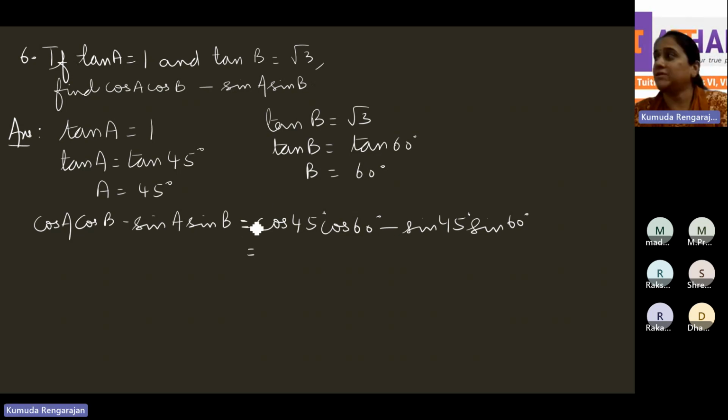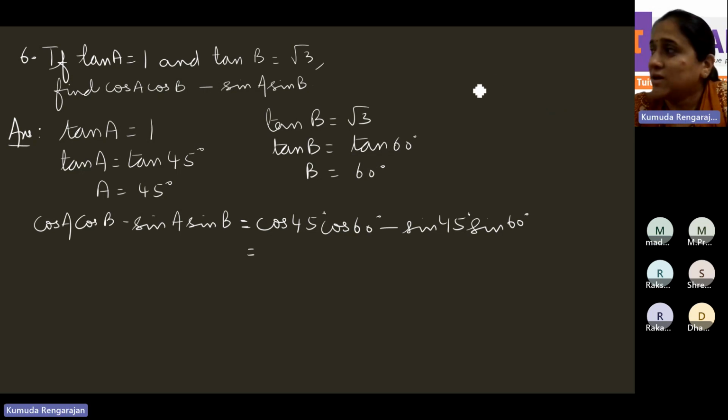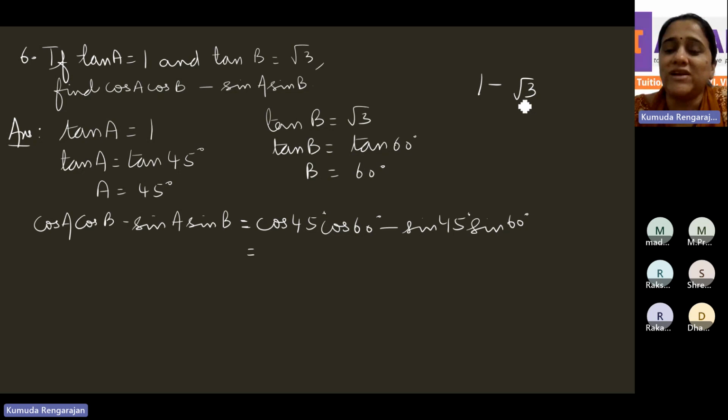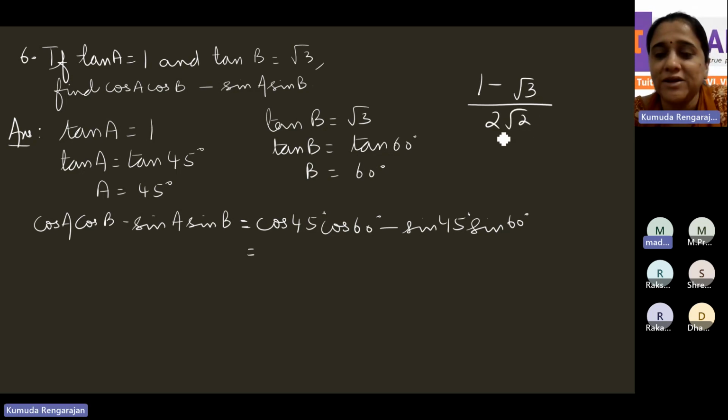All of you simplify this and tell me the value. 1 minus root 3 by 2 root 2, ma'am. 1 minus root 3 by 2 root 2. No, come again. 1 minus root 3, ma'am. Root 2 minus root 6 by 4. Okay, you're saying after rationalizing 1 minus root 3. 1 minus root 3 by? 2 root 2, ma'am. Okay, fine. The denominator is irrational, so you need to rationalize it.